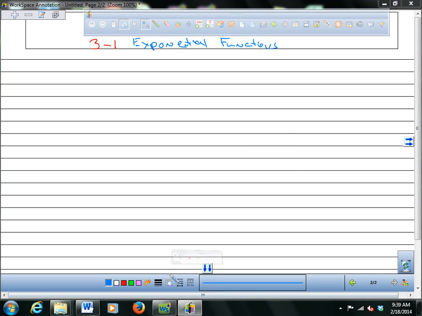Okay, so exponential functions are functions of the form f of x equals a raised to the x, where a is called the base and x is called the exponent. In an exponential function, one of the variables is the exponent, and the dependent variable is the y value, or the f of x, that you get out.